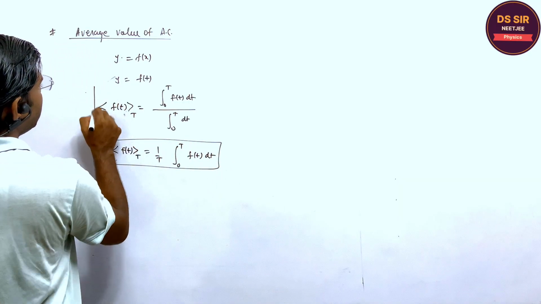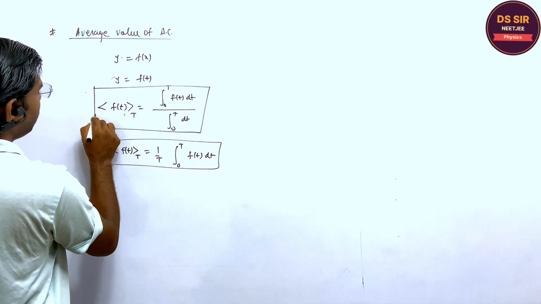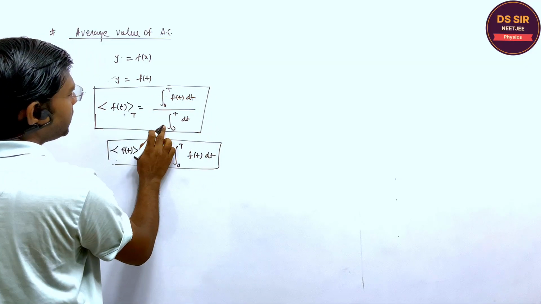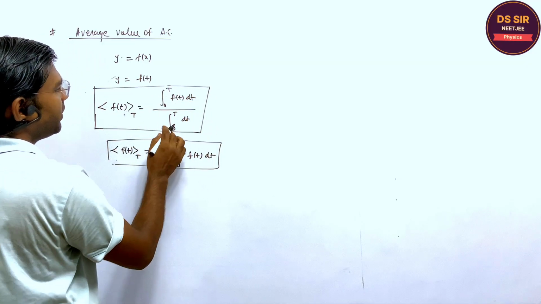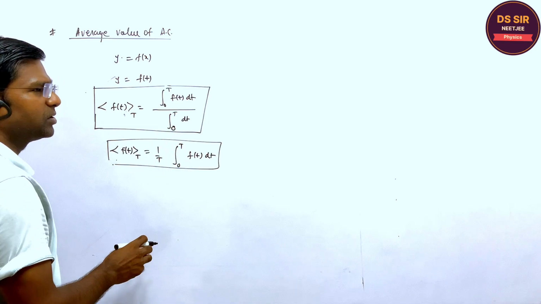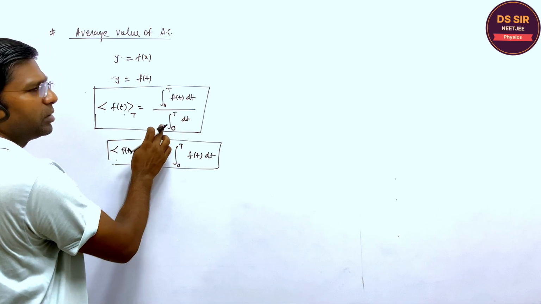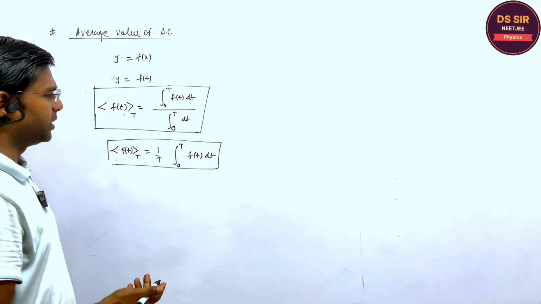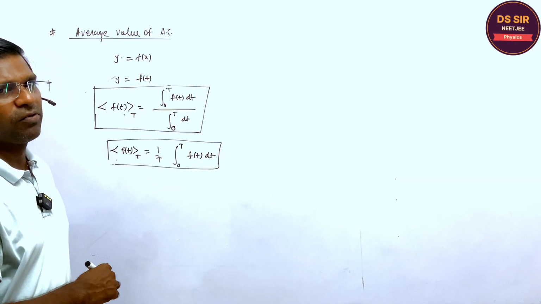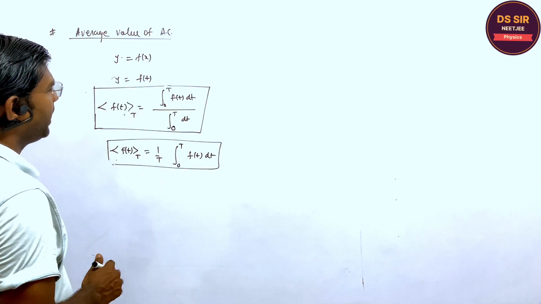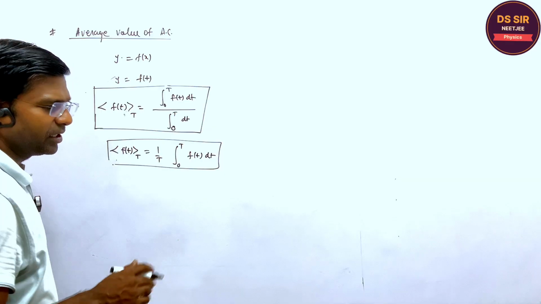This is the general formula, right? From t1 to t2, if they ask you to find the average value of the function from t1 to t2, then you can change the limits accordingly. This is the important formula for finding the average of a given function. Is it clear or not?